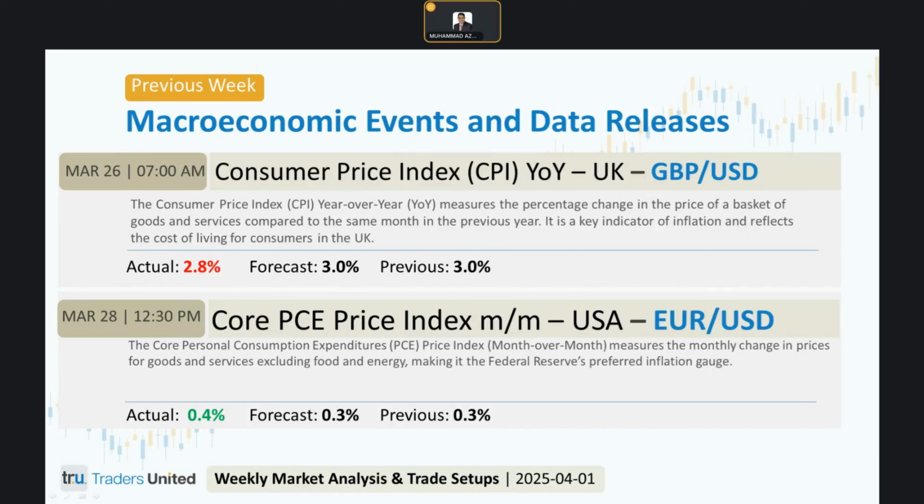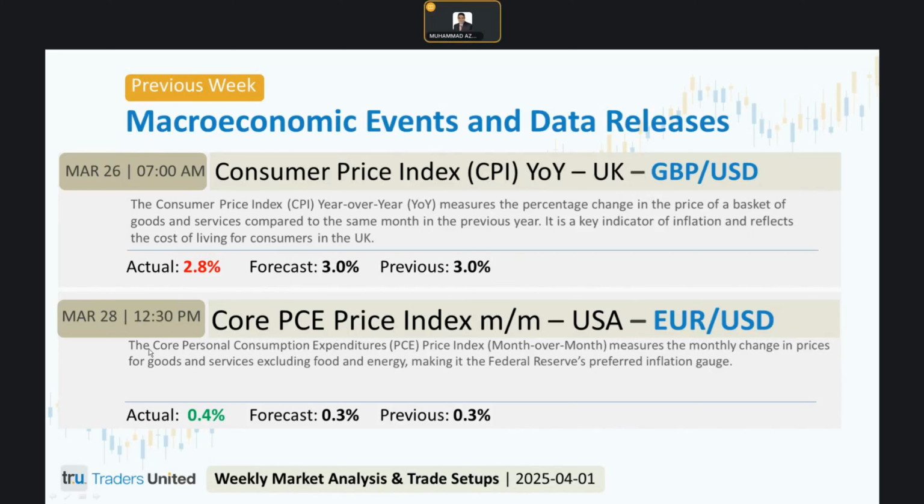So overall, the summary or the conclusion is that the weaker than expected CPI 2.8% resulted in GBPUSD currency pair moving lower as traders reassess the likelihood of the Bank of England adopting a more dovish stance. If inflation continues to decline, the pound may face further downside pressure in the coming months.